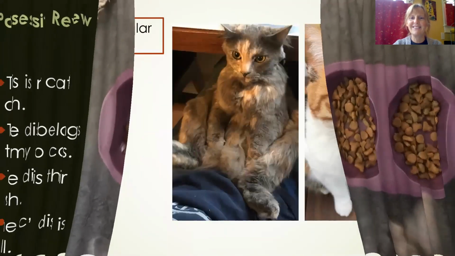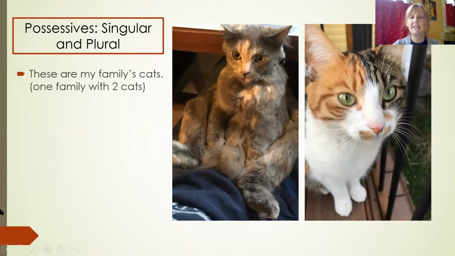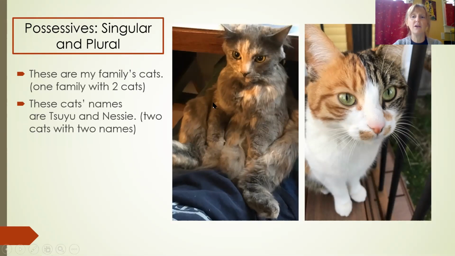Here are the little rascals. We're talking about singular and plural possession. These are my family's cats. We are one family. So first I'm just going to write the word family, singular. Then I'll do the apostrophe S to show that they belong to us. My family's cats. One family, two cats. These cats' names are Tsuyu over here and Nessie, two cats with two names. So first I'm going to make sure I write out cats to show that I have multiple cats, plural cats. Then I'll put the apostrophe for the possession.